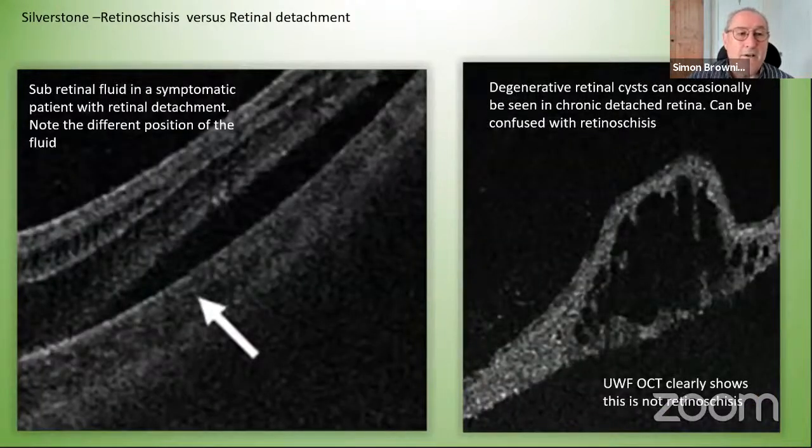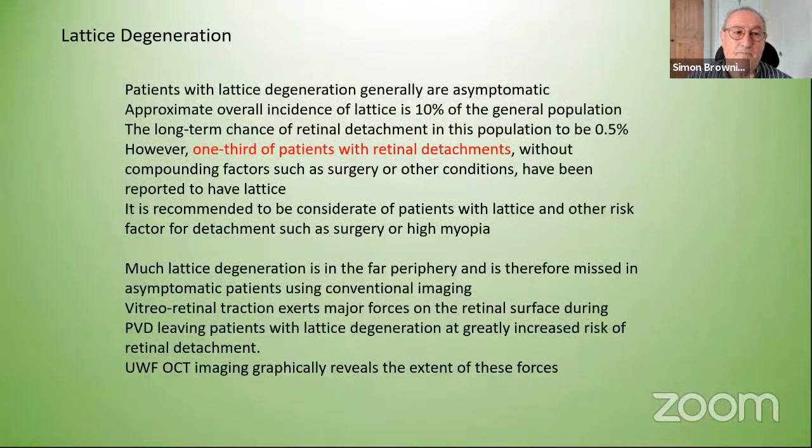If you've got subretinal fluid in a symptomatic patient with a retinal detachment, you can see the fluid is in a different position and you can see the retina is detaching here. And sometimes you will see these degenerative retinal cysts, and they can occasionally be confused with a chronic detached retina that's maybe settled back down again. Or you ask your question, is it that or is it retinoschisis? With an ultra-wide field OCT image, you can come to that instant conclusion that this is actually not a retinoschisis. This is a chronic detached retinal cyst.